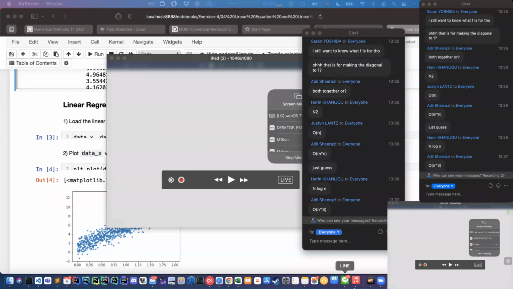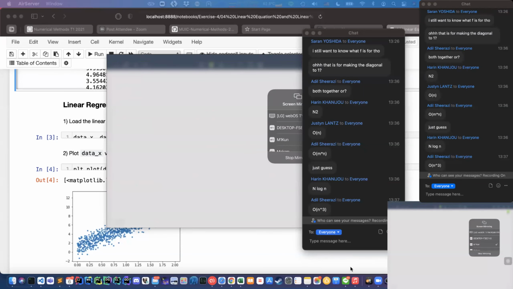Switch the screen. Hey, OBS, where are you?